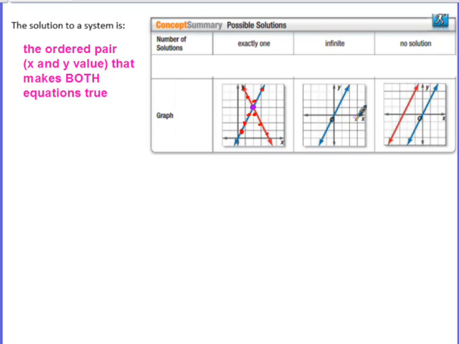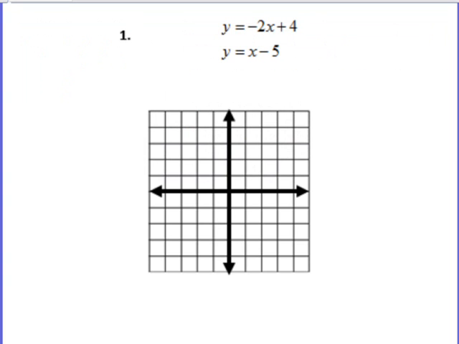You could also have a case of infinite solutions if the 2 lines are exactly the same. So if you solve for y and get 2 equations that are the same, the lines would be right on top of each other and they would have infinite solutions. We could also have a situation like this where we have, remember, these are called parallel lines, and they'll never touch each other, so they have no solution. Right? So for 6.1, we are going to look at solving equations by graphing.